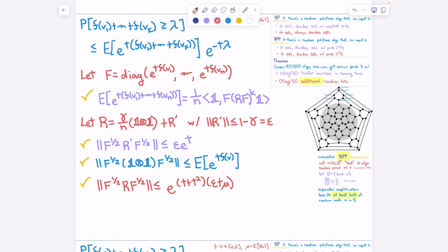Okay, so now we look at this thing, 1 over n, all ones, f r f to the k, all ones, kind of thing. And we write this as square root f ones, square root f r, square root f to the k, square root f ones. Okay. Don't look too excited now.